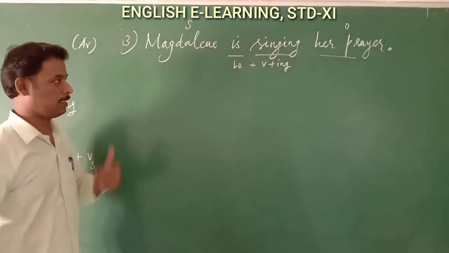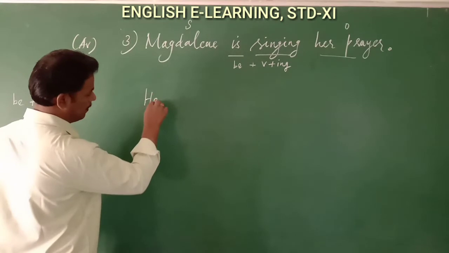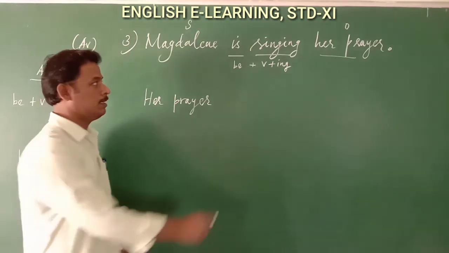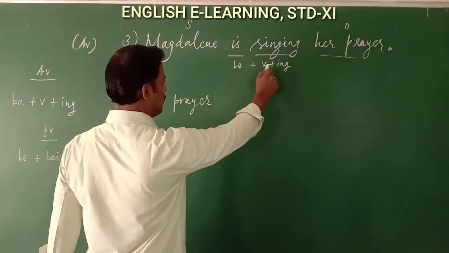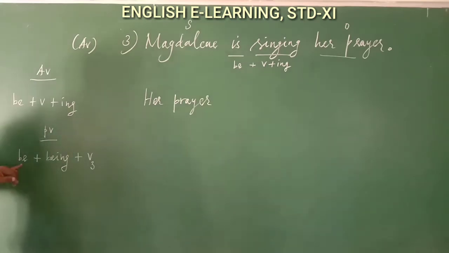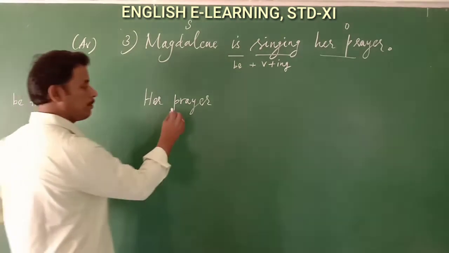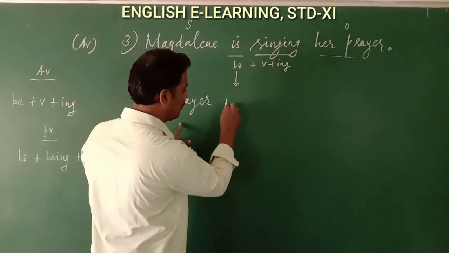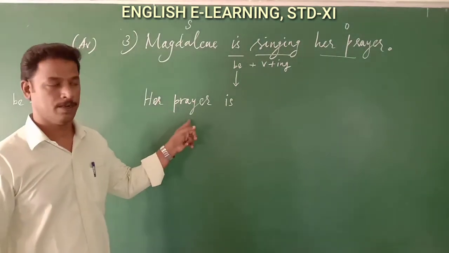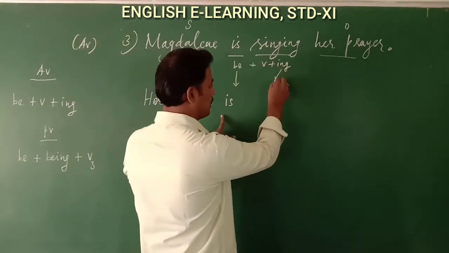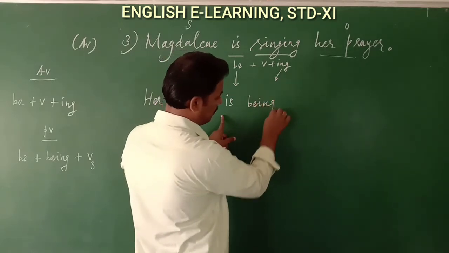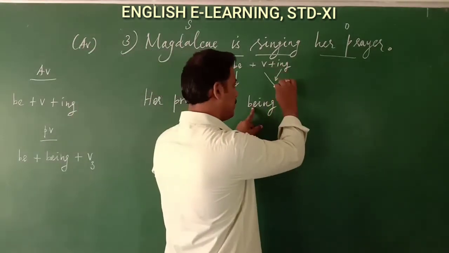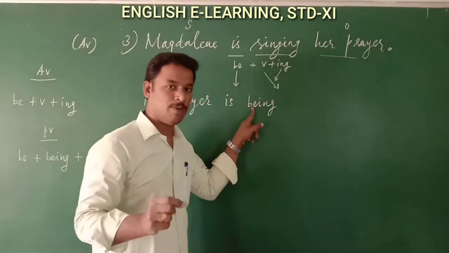Okay, right. Next, the subject is Magdalene and the object is her prayer. Again, as usual, bring the object, her prayer. Her prayer, the rule is be verb plus verb plus ing. That should be changed. Be verb plus being. Her prayer, it is the singular subject. So the same be verb can be used here. Her prayer is, this ing should be changed into being. Her prayer is being. This base form should be changed into verb 3.